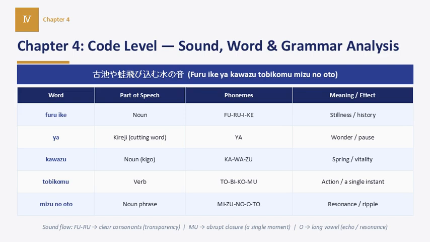The code level is a phonemic analysis. Each word in the poem, Furu Aikya, Kawazu, Tobikomu, Mizu no Oto, is broken into its part of speech, phonemes, and semantic effect. Clear consonants create transparency. The abrupt mu sound captures a single instant. The long vowel o lingers as an echo. The poem is as carefully engineered as it is beautiful.